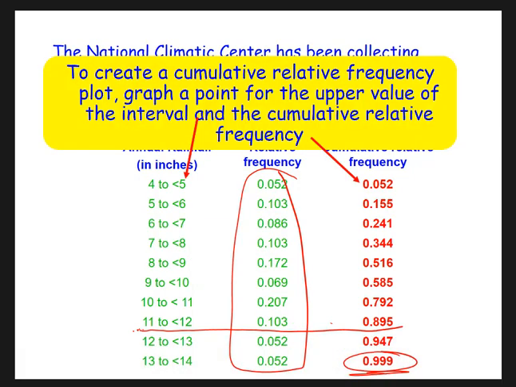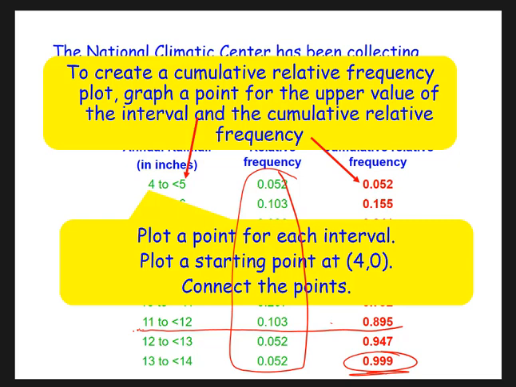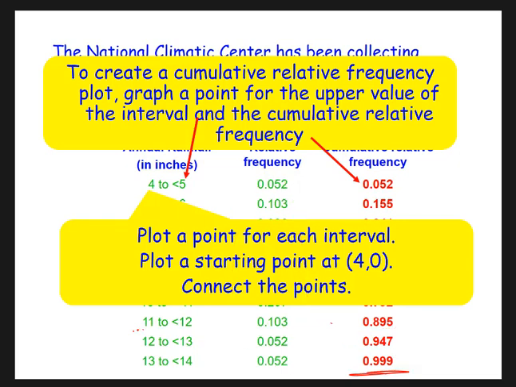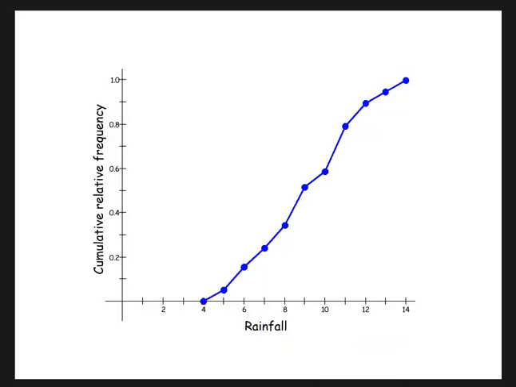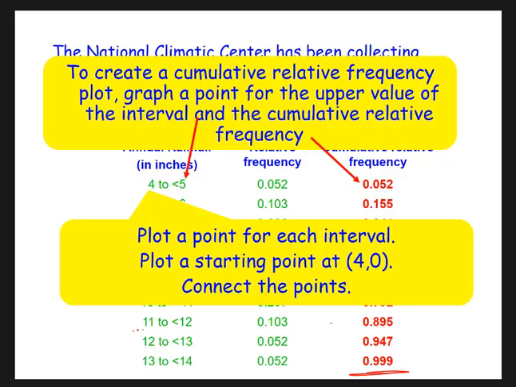So now we're going to create that cumulative relative frequency. We're going to plot a point for each interval starting at 4, 0. So here, there's 4. We put a point there. Those are starting, and of course 4 is our smallest number, so there's 0 numbers that are smaller than that. At 5, that was our 4 to 5 range. The value that we put there is 0.052.